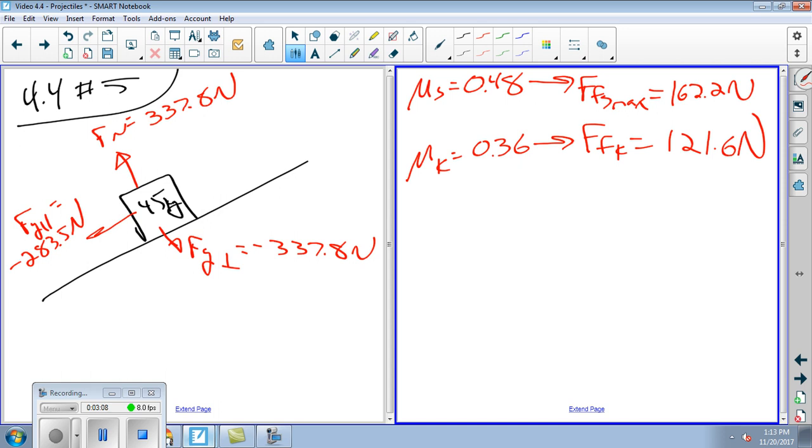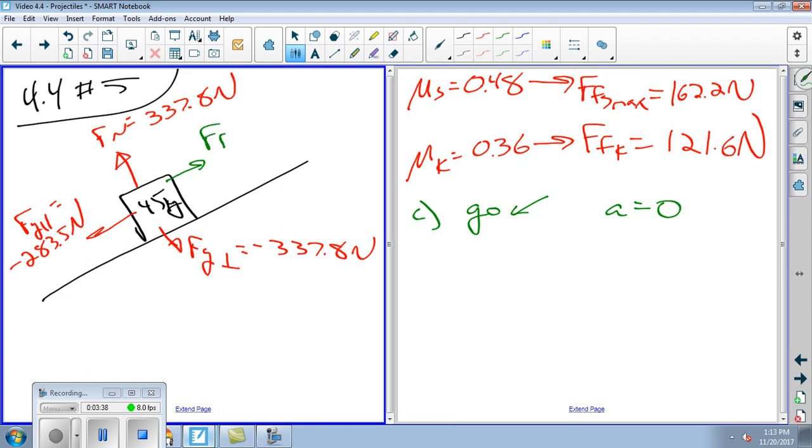at a constant velocity. All right, so for part C, I want it to go down the ramp at a constant velocity, right? So what should I do to my drawing to indicate that it's moving down the ramp? If it's moving down the ramp, what has to be true about friction? That's kinetic. You have to have kinetic friction going up the ramp, right? And the kinetic friction has to be 121.6, right? Everybody good up to there?